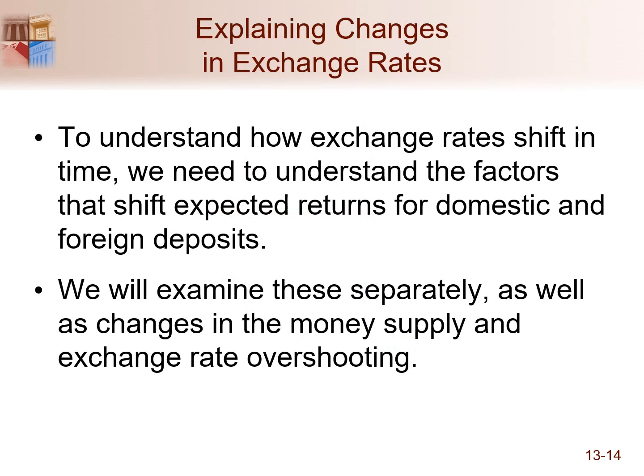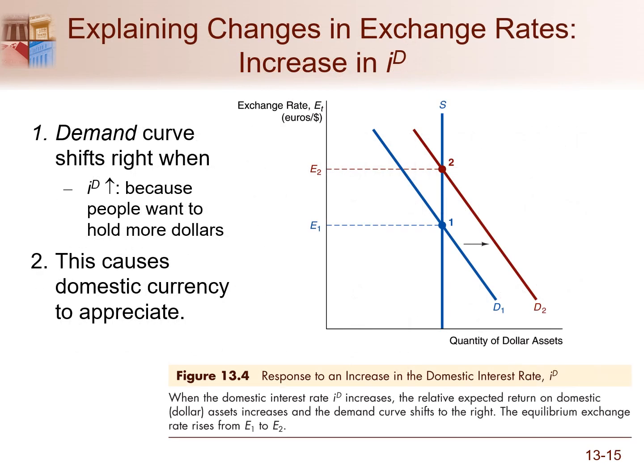Now we will be explaining different changes in exchange rate. Now, in order to understand how the exchange rate shifts in time, we have to understand what the factors are that will shift the expected return from domestic and foreign deposits. Based upon that, we will be examining these separately, as well as changes in the money supply and exchange rate overshooting. So first of all, if you look into this diagram, there is a shift in the demand curve. The demand curve shifts rightward when there is an increase in the interest rate of the dollar, because people want to hold more dollars.